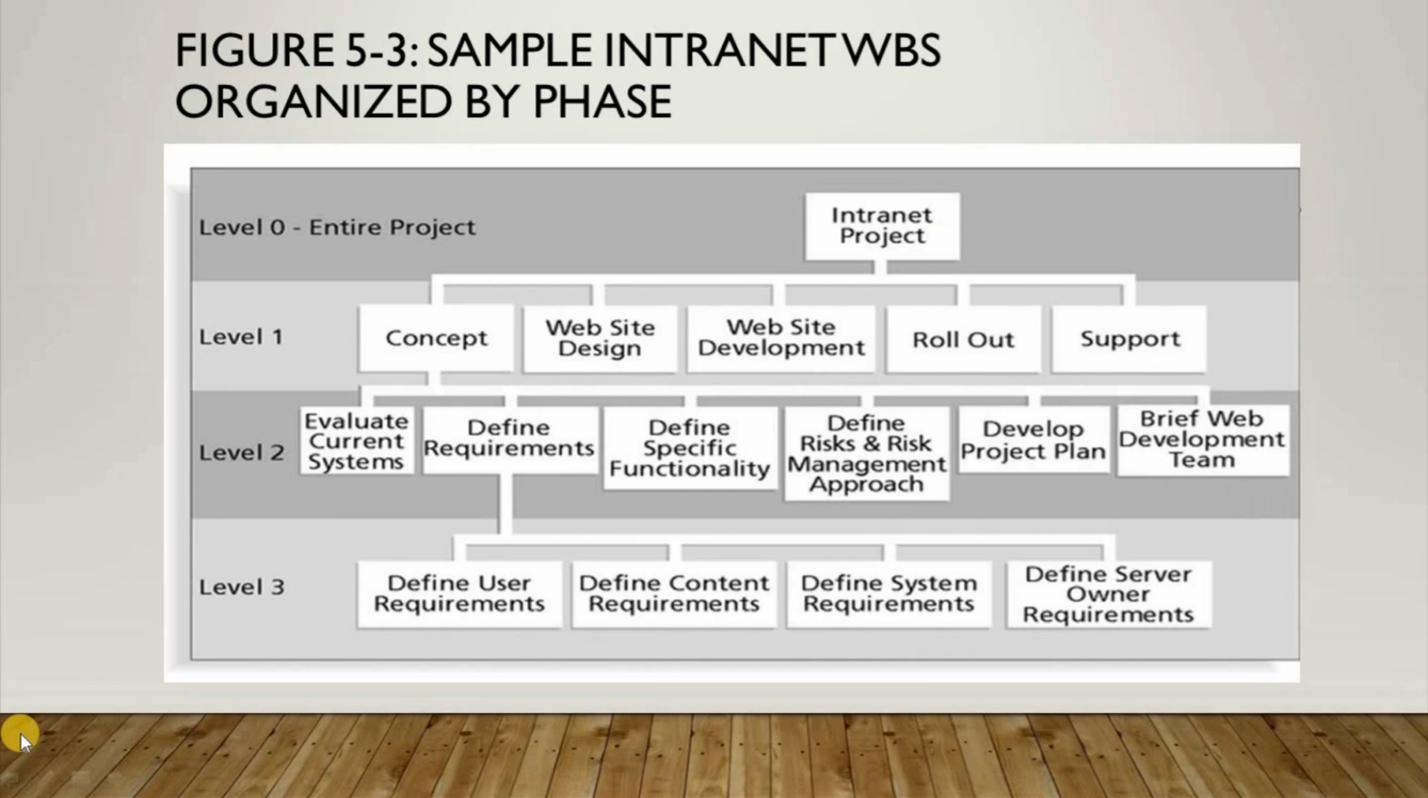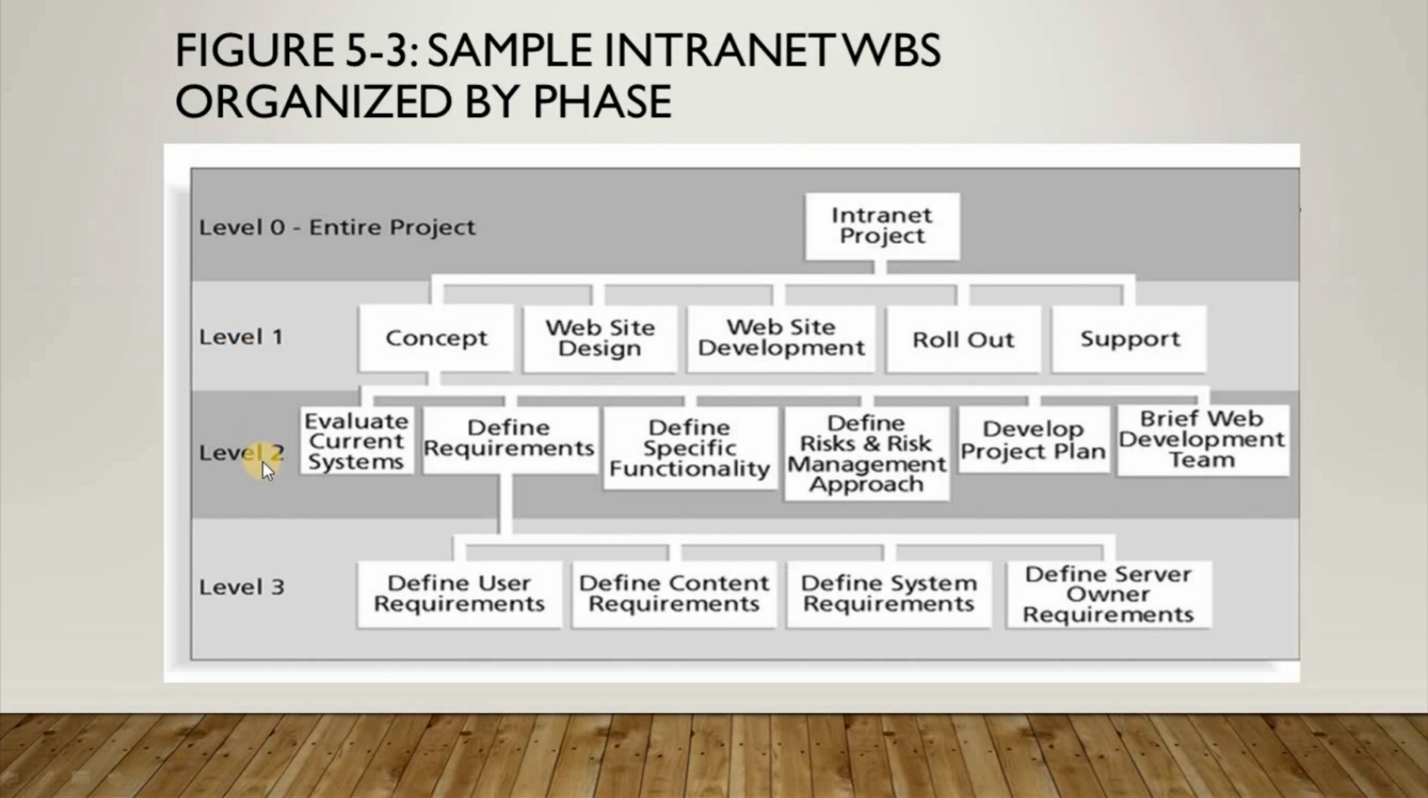Figure 5.3. Sample intranet work breakdown structure organized by phase. This area presents the information in hierarchical form. As we can see, level 0 represents the entire project. So that means level 0 is the top level of the work breakdown structure among these 4 levels. The next level down is level 1, which represents the major products or phases of the project.